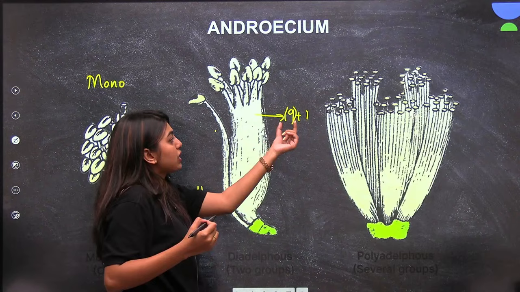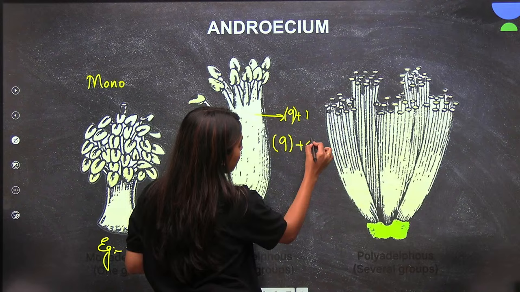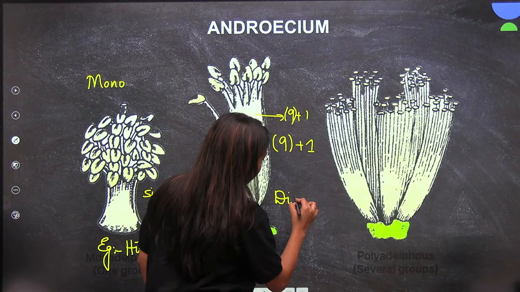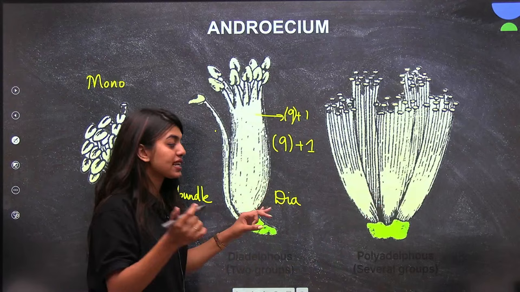Got it? So, these 9 of them will be fused with each other and the one fellow will be separate. So, I will put a bracket, right? 9 in a bracket plus 1. That means what? 9 is fused, 1 is free. Okay. This condition is called your diadelphous condition and two bundles are formed. This is polyadelphous. That means many are formed. So, diadelphous example, what do you write? Pea plant. Okay. Pea plant.